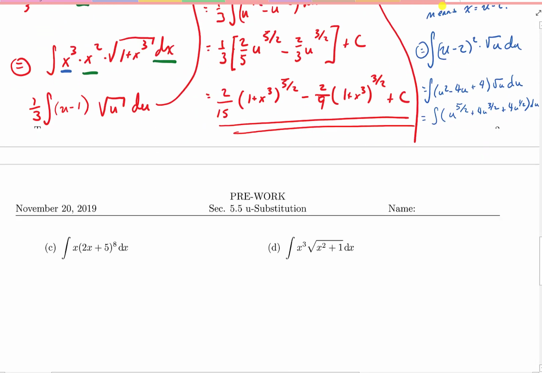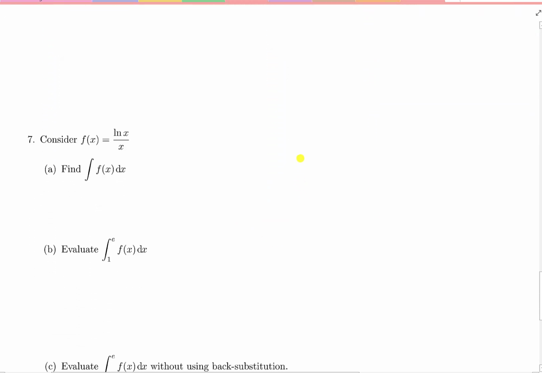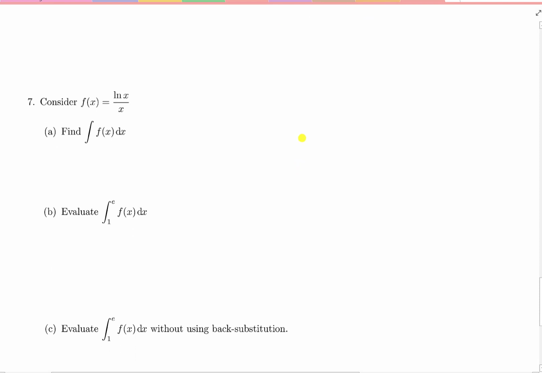Okay, so I'd like you guys to do C and D. There are no new tricks in C and D. You've encountered those tricks already. And so let's move on to example 7. Okay. So let's go ahead and first evaluate this antiderivative.